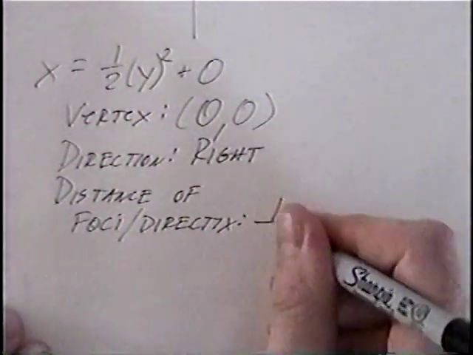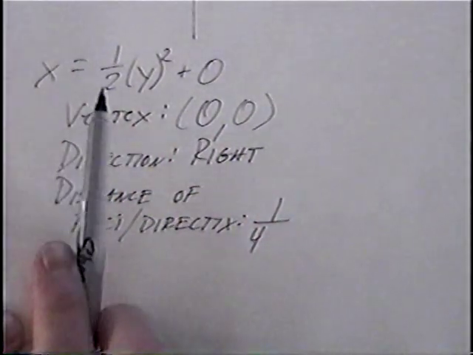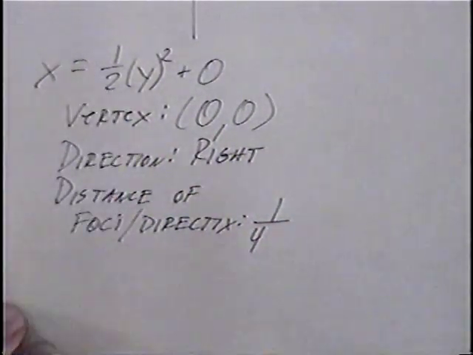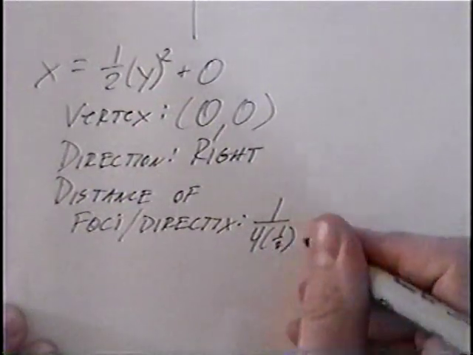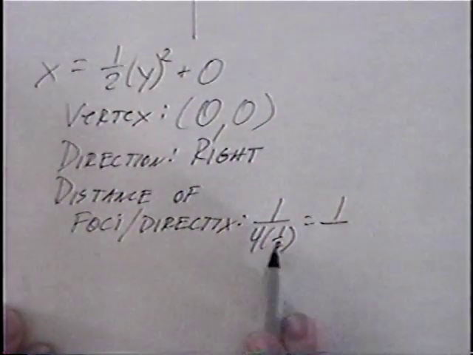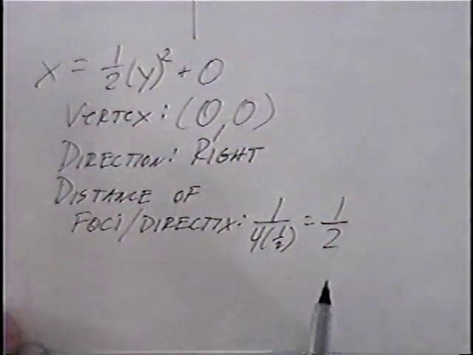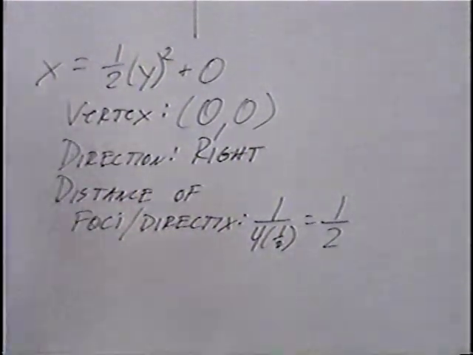Would be 1 over 4a. A again is the number outside the parentheses, which would be 1/2. Half of 4 would be 2, so the distance would be 1/2.